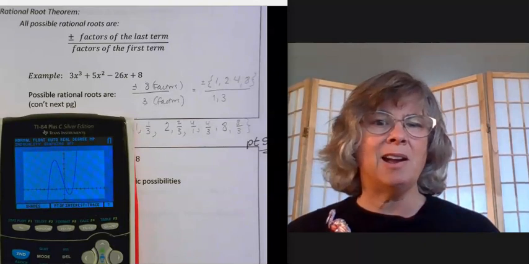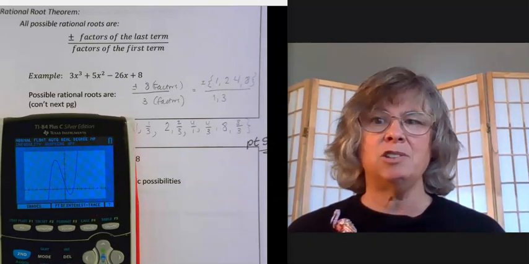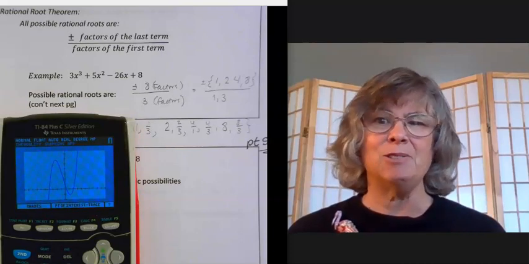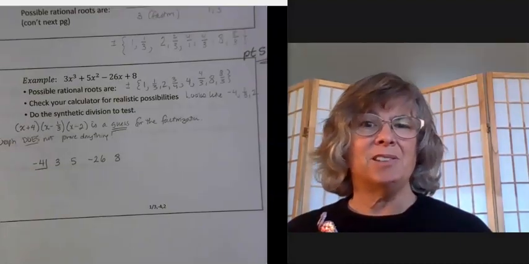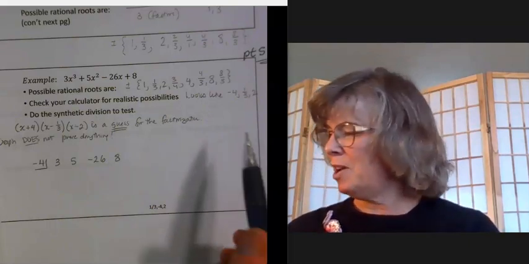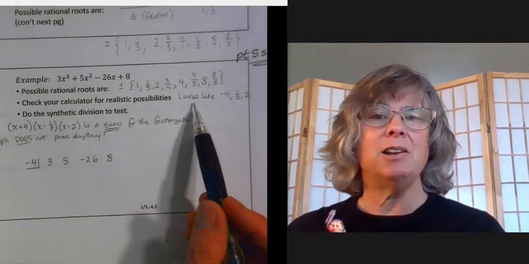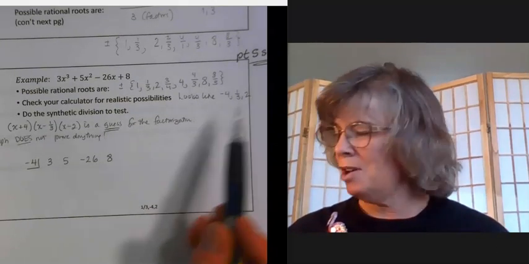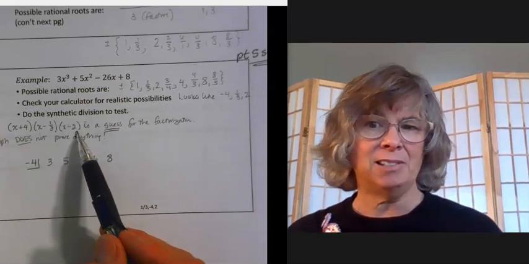Which one you want to try? I think I'm going to try the -4. I'll do synthetic division with x plus 4, right? Because that would make -4 the 0. So here you go. I've rewritten the list of possibilities. I've checked my calculator. It appears those may be the x-intercepts. So my best guess for the factorization is that.